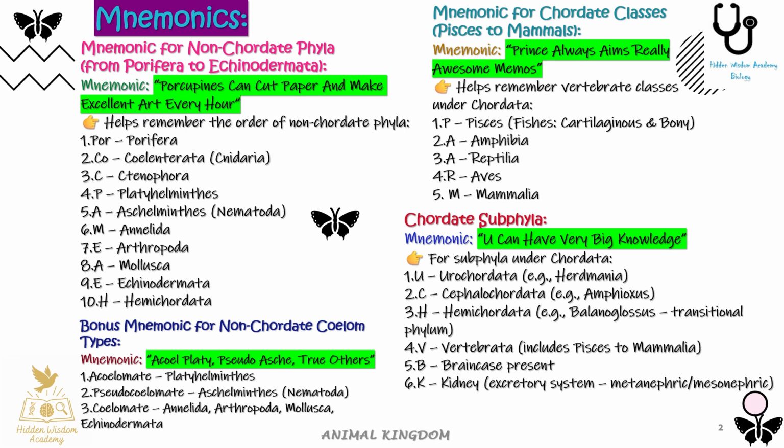To remember the major vertebrate classes from fishes to mammals, use Prince Always Aims Really Awesome Memos: Pisces, Amphibia, Reptilia, Aves, and Mammalia. Let's move to the subphyla of Chordata. Remember, you can have very big knowledge: Urochordata, Cephalochordata, Hemichordata, and Vertebrata, with Vertebrata being the only one with a brain case and kidneys.